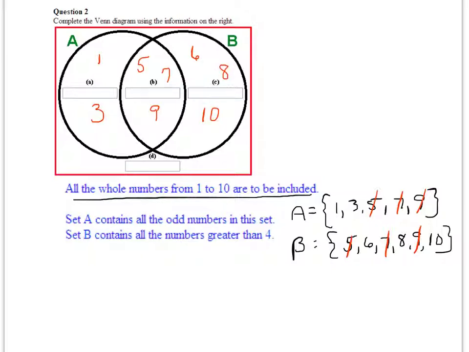And now down here in the universe, you want to see, well, what's left? So again, remember, the universe should be all the whole numbers from 1 to 10. So if you just start counting, 1, we've left out 2, so I'm going to put that down at the bottom. 3, and we don't have 4, so 4 goes in there, and then we have 5, 6, 7, 8, 9, 10. So that's it.